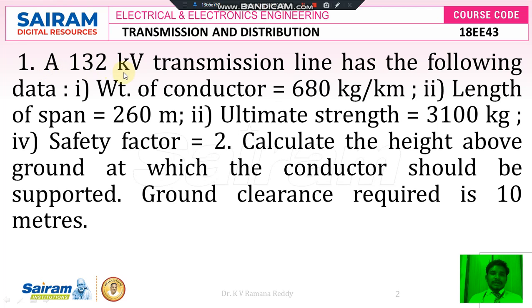A 132 kV transmission line has the following data. First, they gave the weight of the conductor, that is 680 kg per kilometer. Second is the length of span, that is equal to 260 meters. Third, they gave the ultimate tensile strength, 3100 kg. And fourth, the safety factor value, they gave 2.